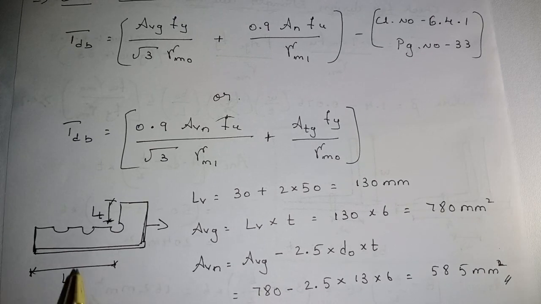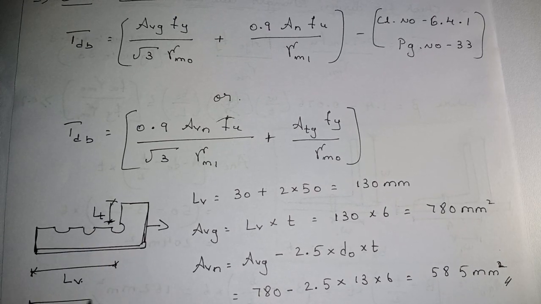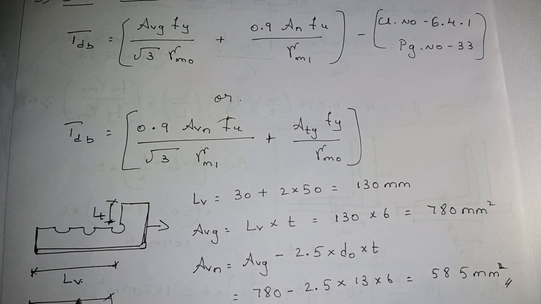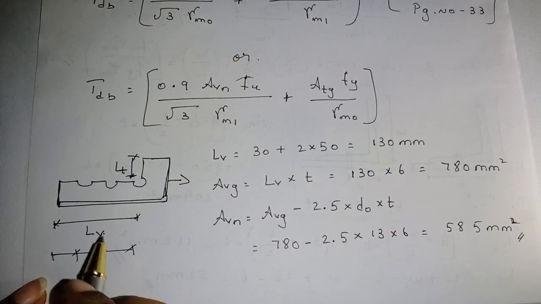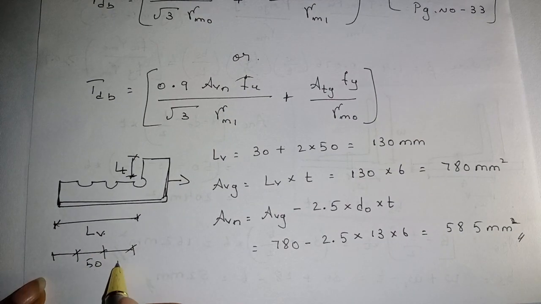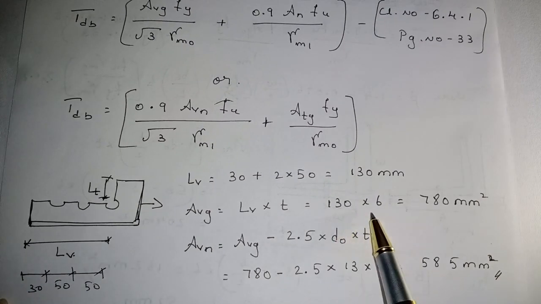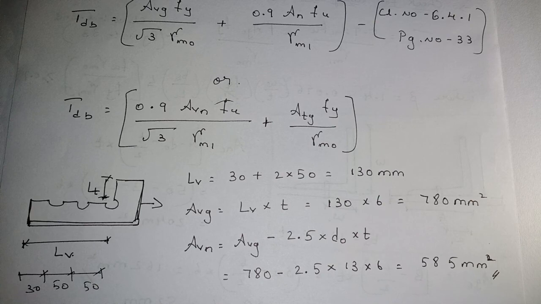So from here to here is how much? So this till here, right? So what is this? This is 50, this is 50, this is 30. Edge distance is 30. So 50 plus 50, 100, 100 plus 30 is 130. 130 into, what is 6? Thickness. Okay, if you multiply that, what you will get?